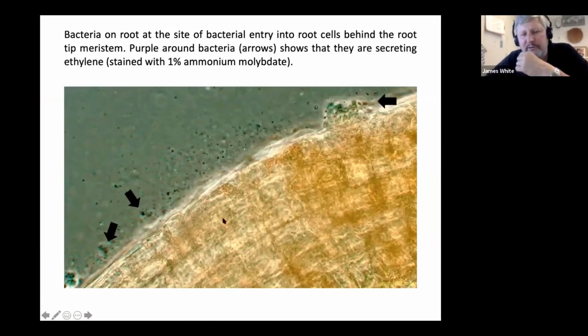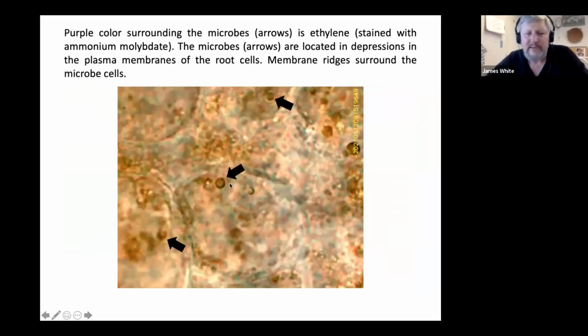This shows the root itself, and you can see the microbes on the outside. That's where they're penetrating in, right there into the root cells. And this is a close-up now. You can see this is the root cell. You can see the spherical structure inside with this arrow. That's the microbe in there. You can see the purple around it. That's ethylene that the microbe is producing.